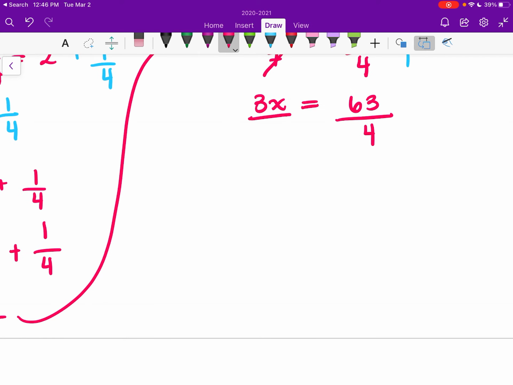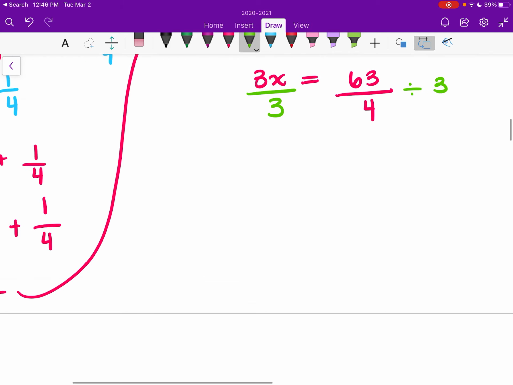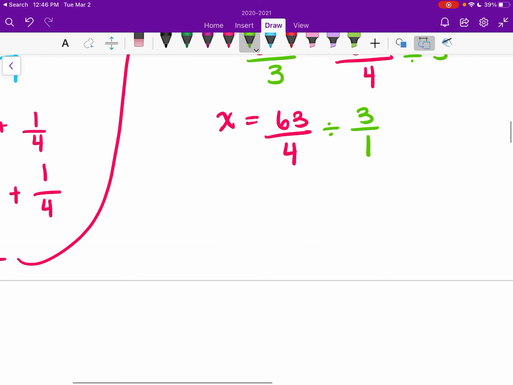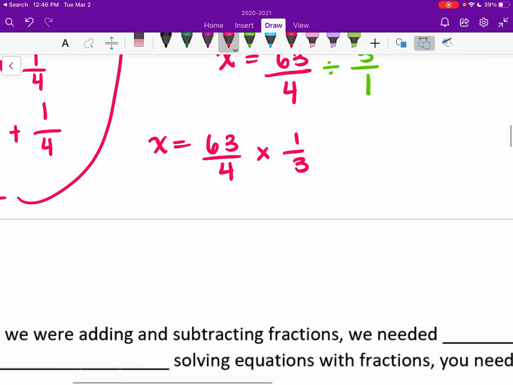And then I want to divide this by 3 to get rid of the 3 in front of the x. I'm just going to write it as divided by 3 over here, right? And then I have x equals 63 over 4 divided by 3 over 1. I'm just going to put it over 1 for simplicity's sake. When you're dividing fractions, you change the sign, flip the fraction, right? So I'm left with 63 over 12.